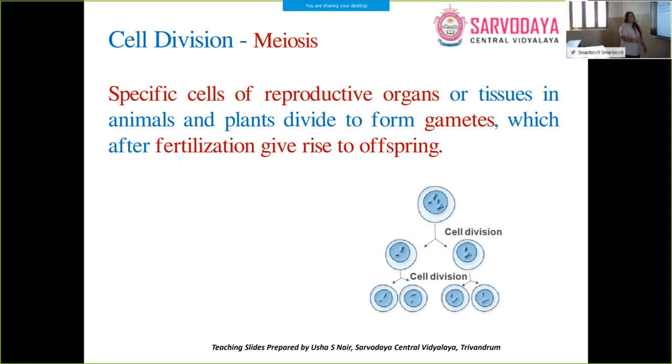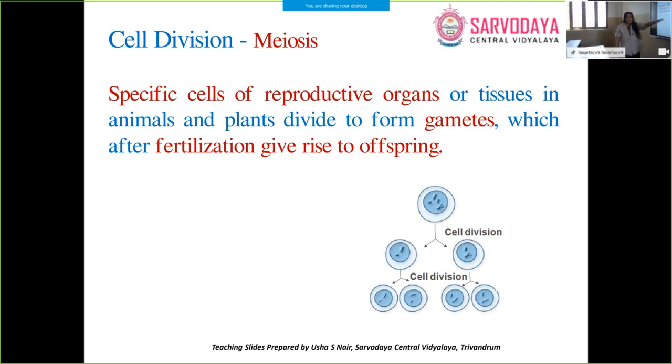Now here we're going to the next process. Specific cells of reproductive organs or tissues in animals and plants divide to form gametes. Do you know what a gamete is? The male gamete is the sperm. The female gamete is the ova. Here, what happens? Fertilization. What is fertilization? Yes, the fusion of the male gamete and the female gamete to form a zygote.